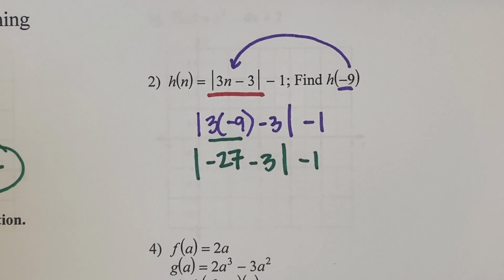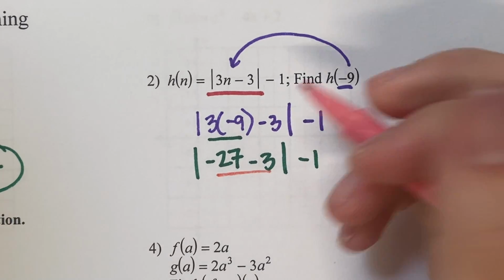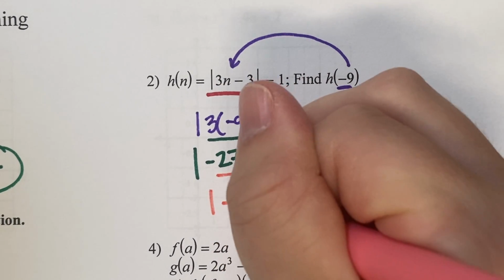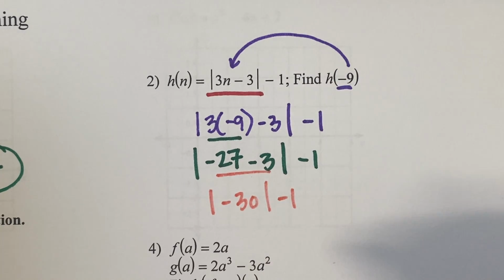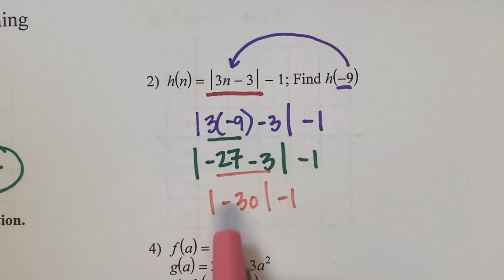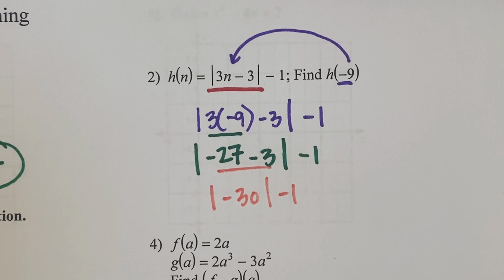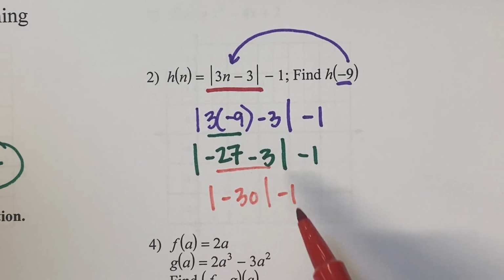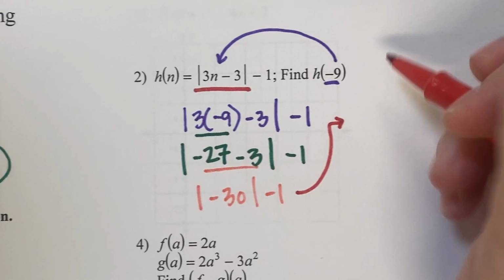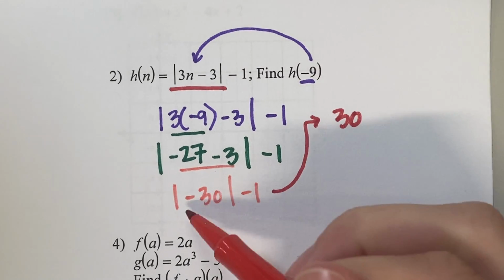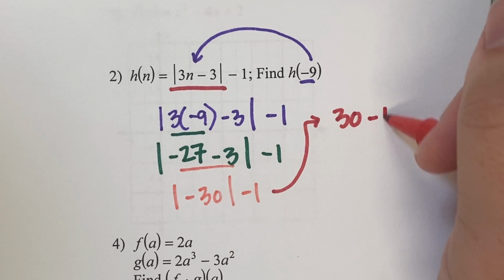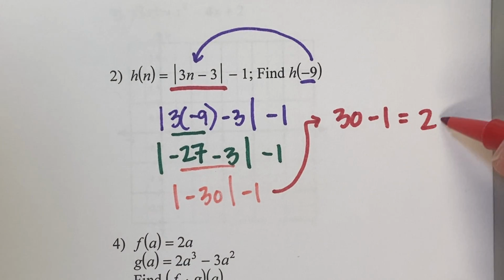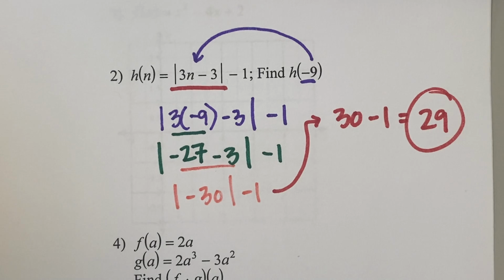Well then I have -27 minus 3, still in the absolute value, is going to be -30. But then we take the absolute value of -30. Remember, the absolute value is the distance from 0. So -30 is 30 distance from 0, so this just becomes +30. Absolute value of -30 is, excuse me, +30. 30 minus 1 gives me 29.